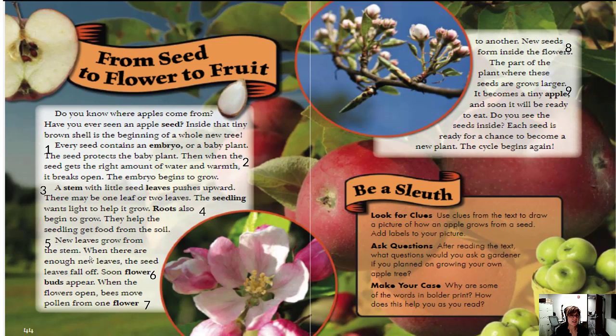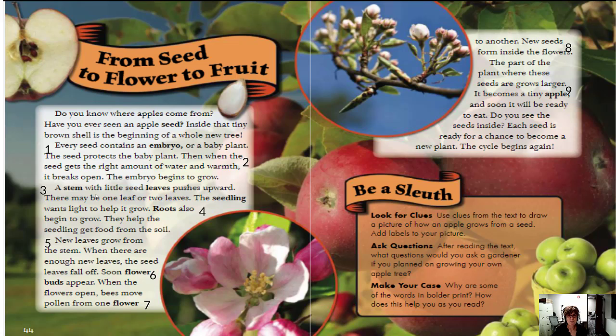So boys and girls, I have put numbers out to the side to help you understand the sequence of how a seed turns into a plant and then grows another apple. So we talked about number 1. We talked about number 2. Number 3, a stem with little leaves pushes upwards. 4, the roots begin to form. 5, new leaves grow. The 6th step is that flower buds appear. The seventh step is that new seeds are formed when they are pollinated, and then they grow, and the apple goes on the tree. So in this passage, we saw a sequence.